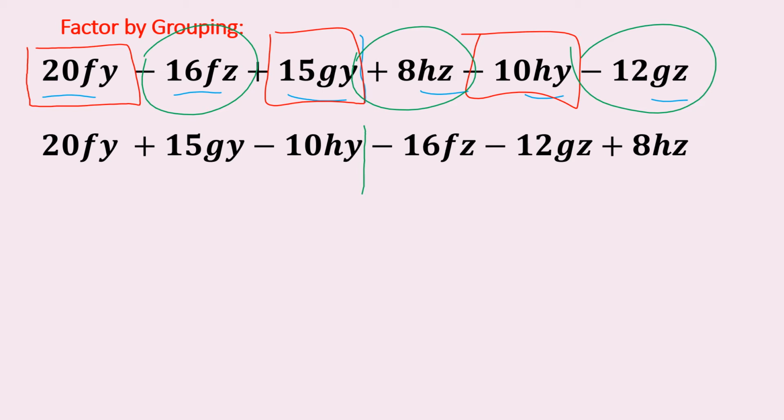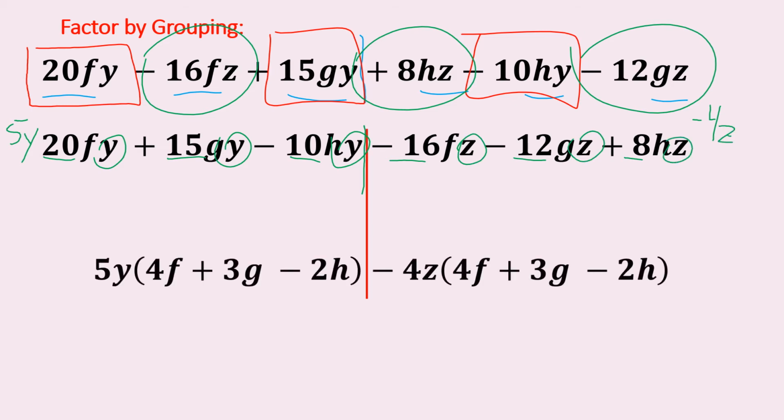So on the left side, 20, 15, and 10, the GCF is 5. They also all have a y. So that's going to be part of the GCF as well. On the right side, we can take out, and that's z. All right, so once we do that, we have our 2 parentheses. These parentheses come from just dividing everything on each side by the GCF. And in both of these cases, it turns into 4f plus 3g minus 2h.